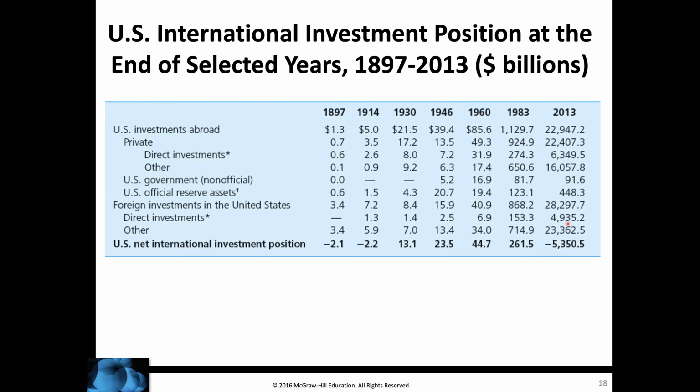This is the direct investment in the United States, foreign investments in the United States, and here are the other foreign investments in the United States. So 23 trillion there and almost 5 trillion there.